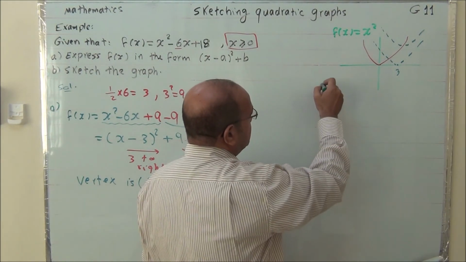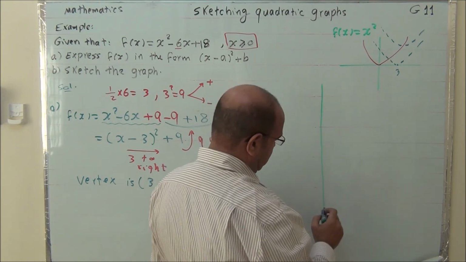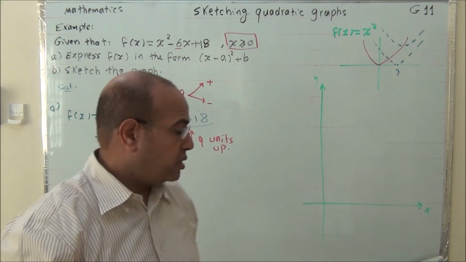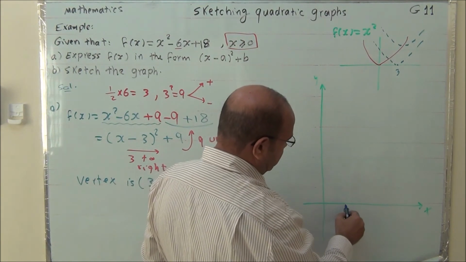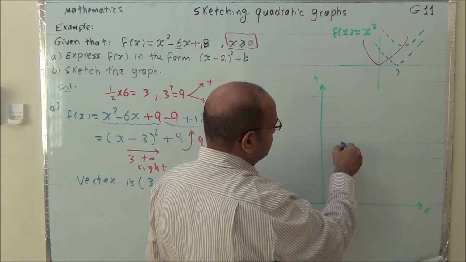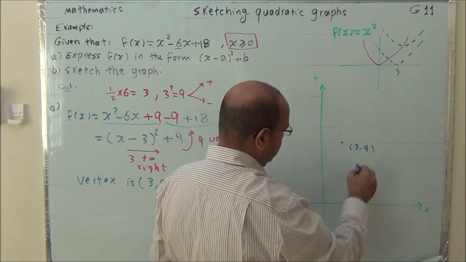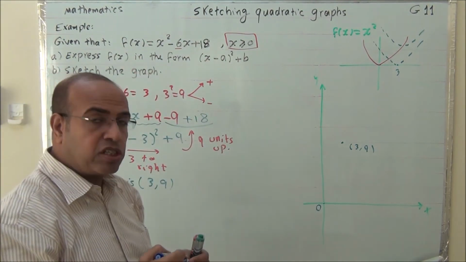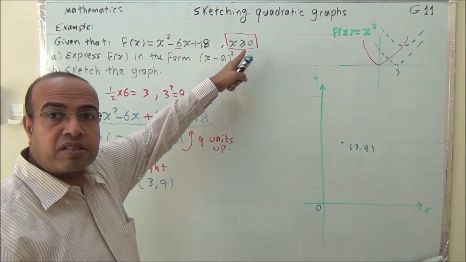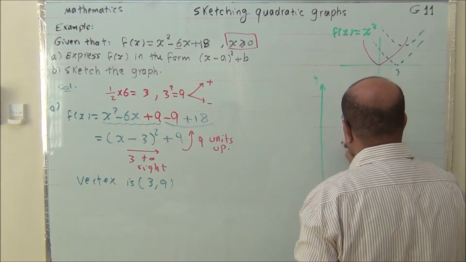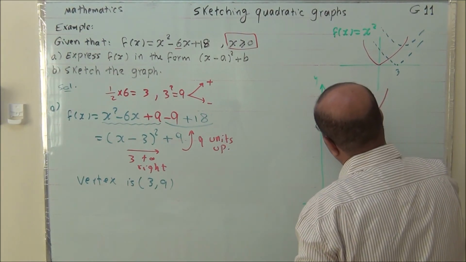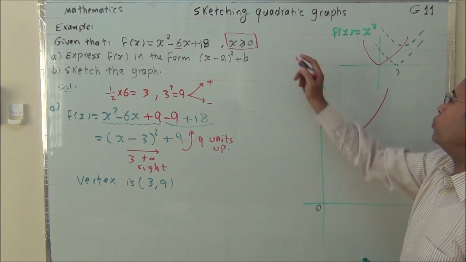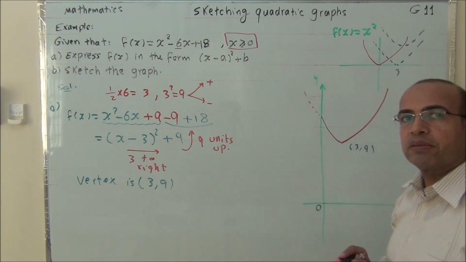We sketch now the graph. So this is the y-axis and this is the x-axis. We start with the vertex. The vertex is 3 and 9: x equals 3 and y equals 9. So this is the vertex, 3 and 9. This is 0. We sketch the graph. It's open upwards because the coefficient of x squared is positive. But take care when you sketch: x is greater than or equal to 0. So actually this is the graph. Look please, we don't go to the negative, just at this point, because it says x is greater than or equal to 0. So we don't extend the graph in this part.